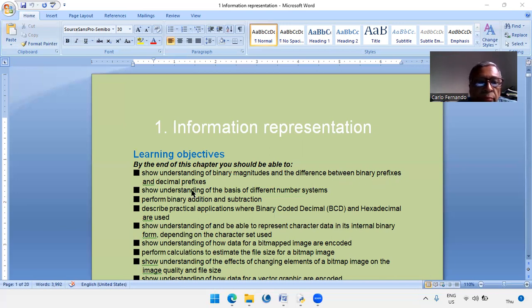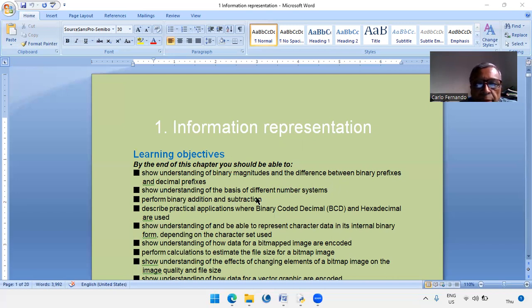The column values. So understanding of the basis of different number systems. So there are different number systems. What we use is the decimal, commonly called decimal system. For the Cambridge exams, for that syllabus, they are calling it denary. Show understanding of the basis of different number systems, how they are based, right? What's the base? Different bases for different systems.